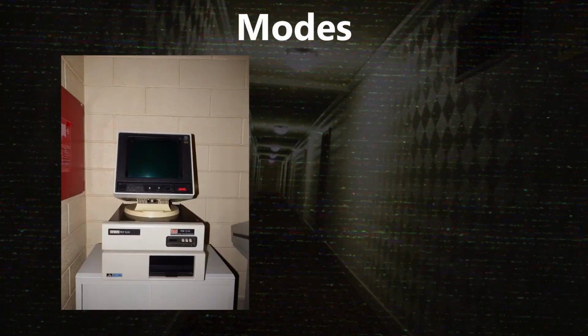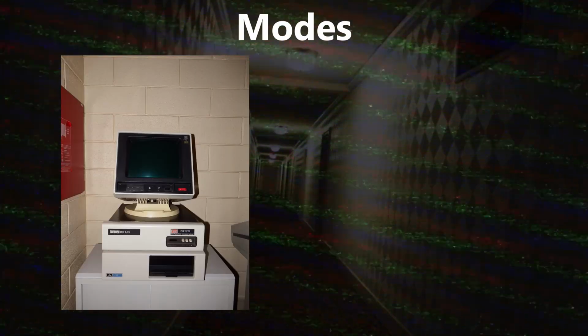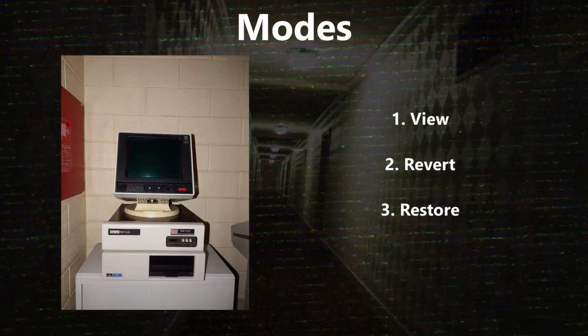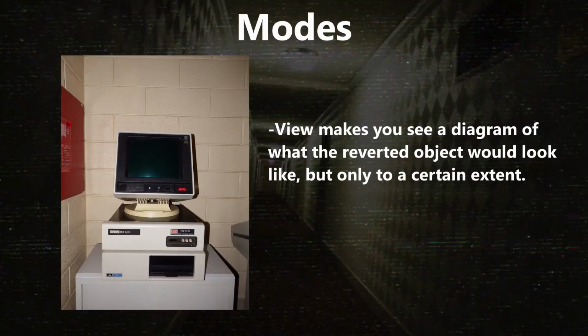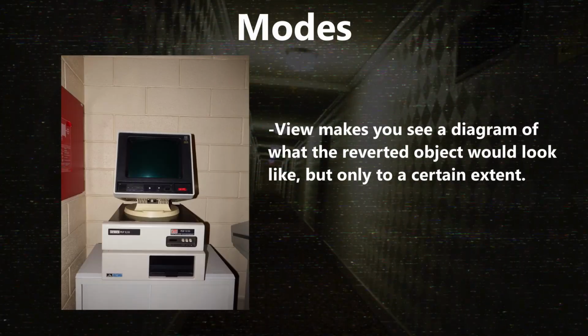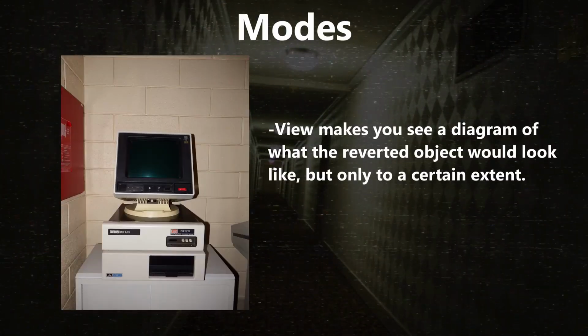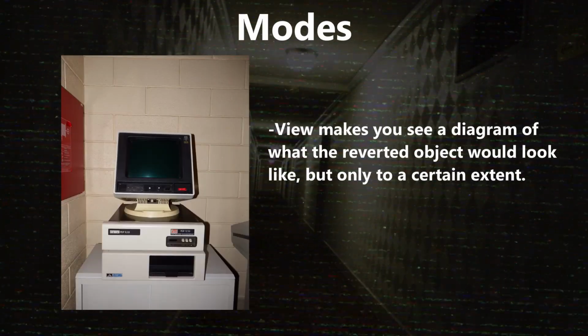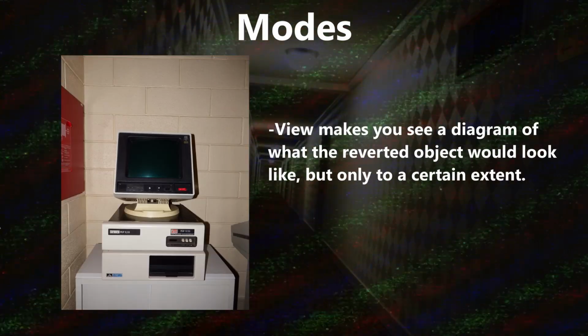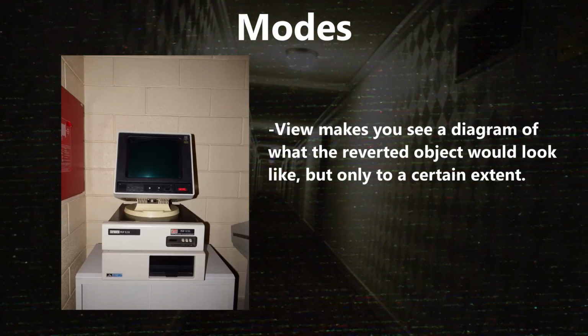There are three modes on the Wayback Machine when it comes to reverting objects, which are View, Revert, and Restore. View allows you to see a diagram of the selected object you want to revert. You can use the scroll wheel to determine which state you want the object to be reverted to. However, the Wayback Machine cannot revert objects back to the state in which it's only the raw materials independently.